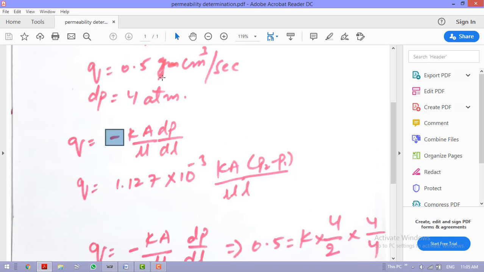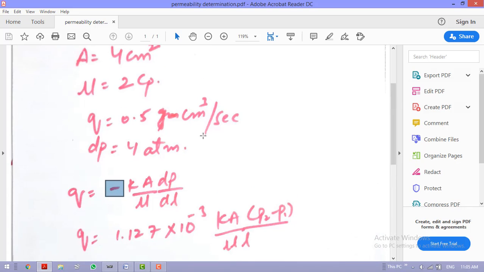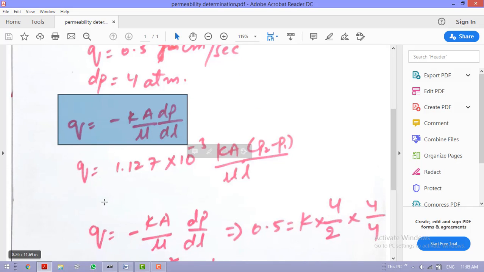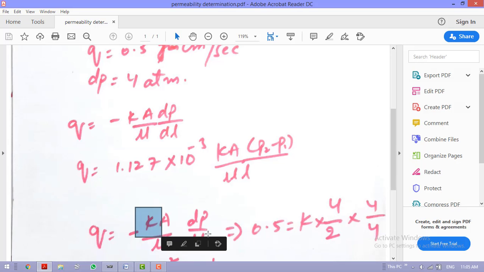Right, so as I said, which formula do we have to use? Here we have units in terms of CGS, right? So for that we have to use the first formula. What's the formula? Q equal to minus Ka by mu dP by dL. As we know, we have to find permeability, which is denoted as K.